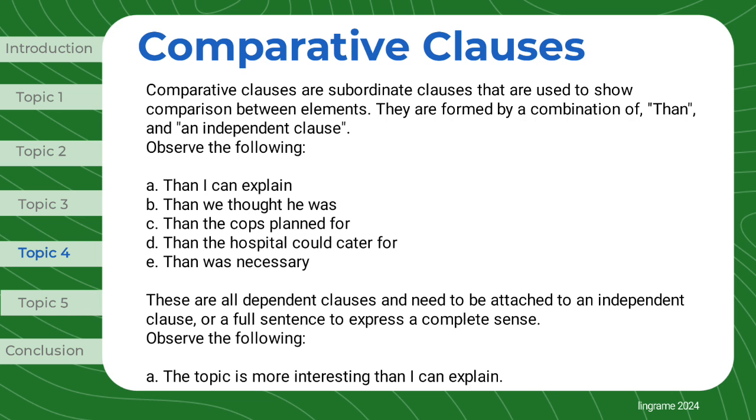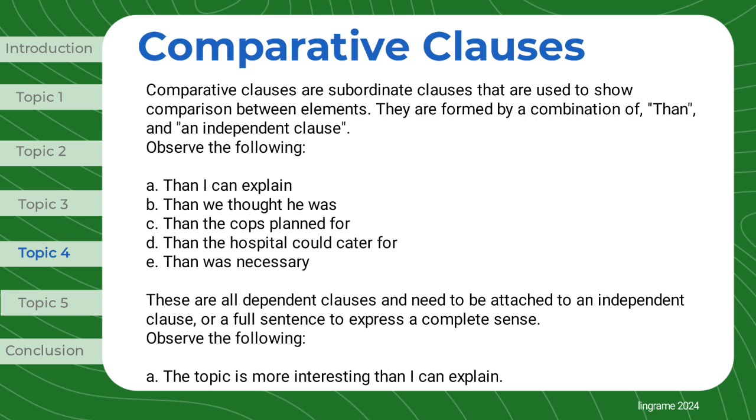Forming comparative clauses. Comparative clauses are subordinate clauses that are used to show comparison between elements. They are formed by a combination of than and an independent clause. Observe the following: than I can explain. Than we thought he was. Than the cops planned for. Than the hospital could cater for. Than was necessary.